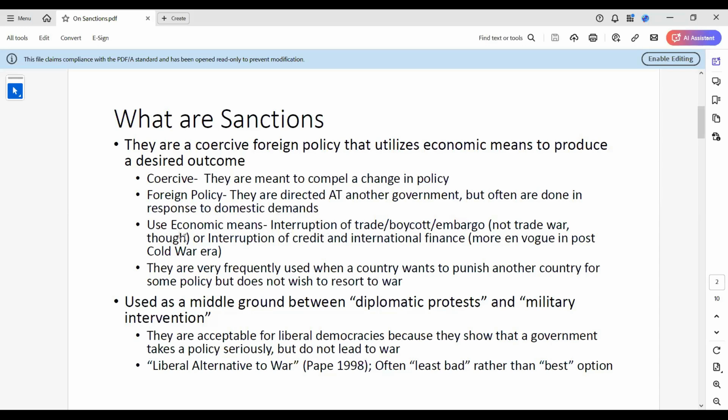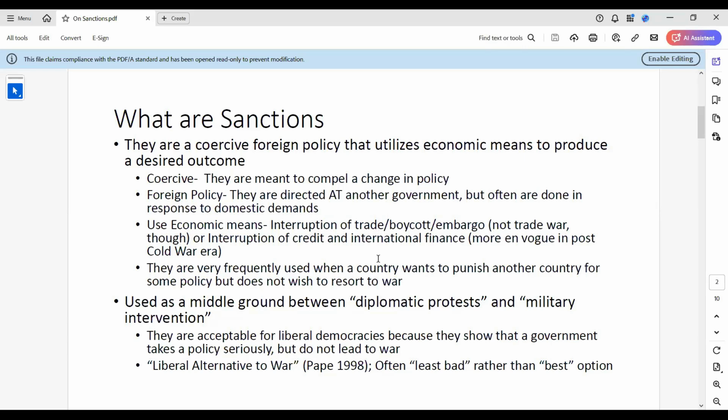This is not necessarily a trade war, though. That's not considered sanctions, like where the United States will put a tariff on foreign steel because they don't want them competing with American steel producers. That's not the same thing as a sanction. A sanction is meant to change a specific policy that a government is doing. So those situations where we're doing legitimate economic competition between countries are not considered sanctions. It's just considered trade things.